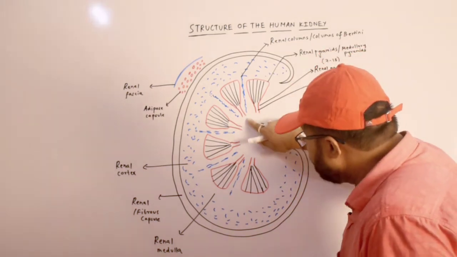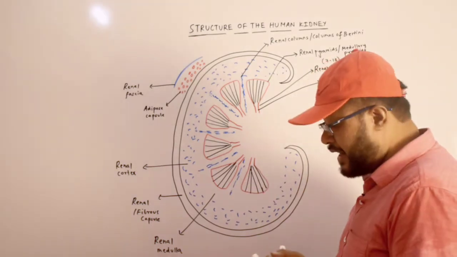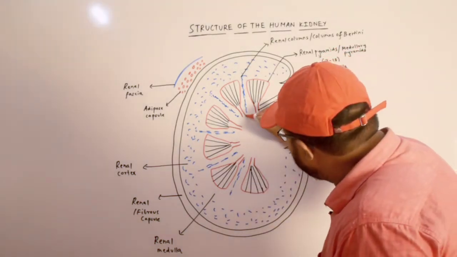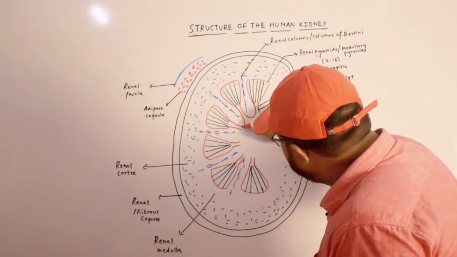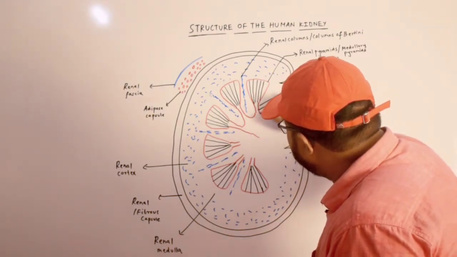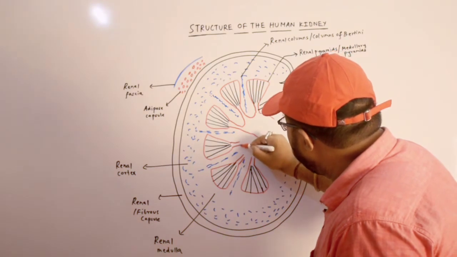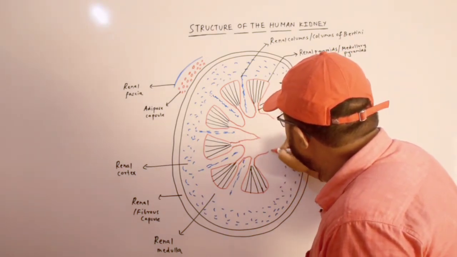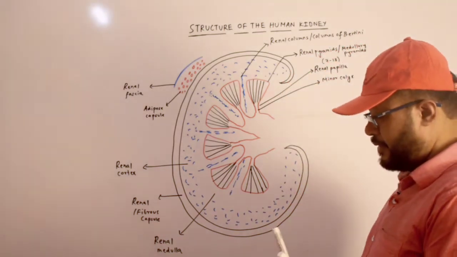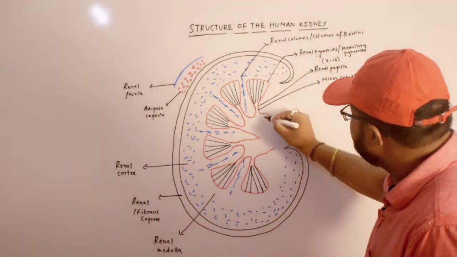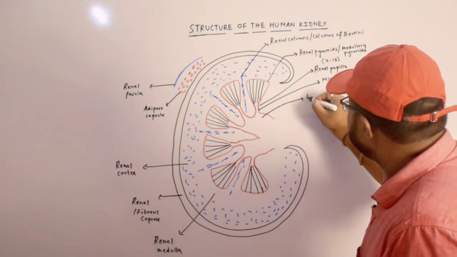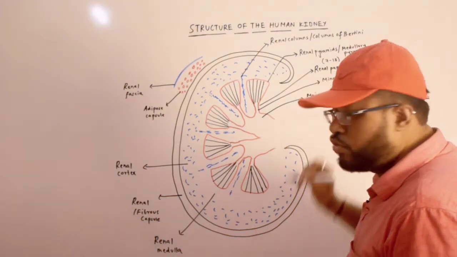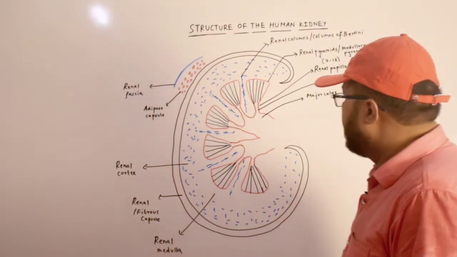Now 2 to 3 adjacent minor calyces join together and form a larger structure called the major calyx. So this is the major calyx, formed by the union of 2 to 3 minor calyces.